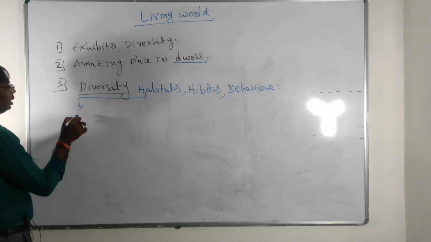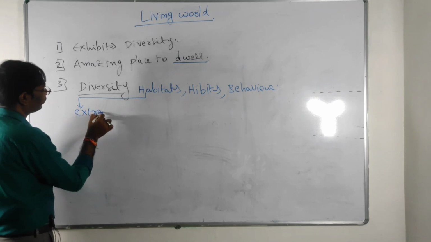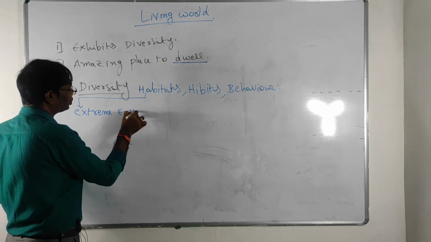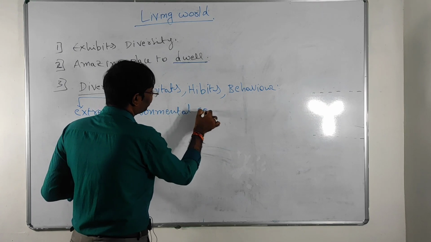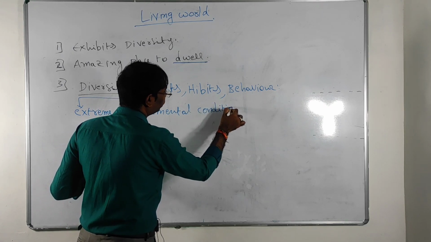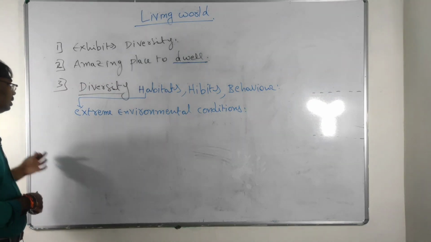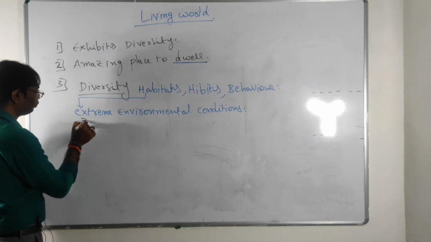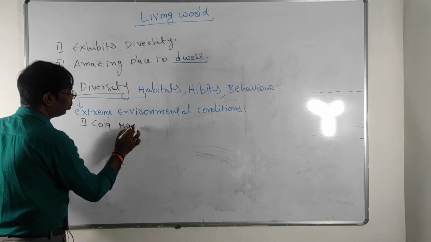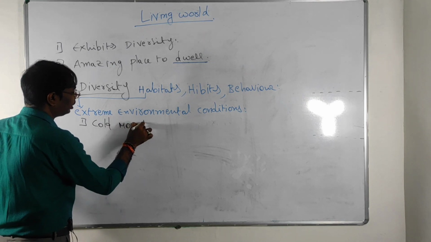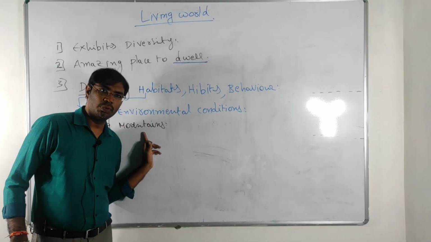So a variety of habitats is there in the living world, including extreme environmental conditions. Extreme environmental conditions are located on the earth surface. What kind of extreme environmental conditions are located on the earth surface? It includes cold mountains. The cold mountains are one kind of extreme environmental condition. Very few organisms are able to survive in the cold mountains.